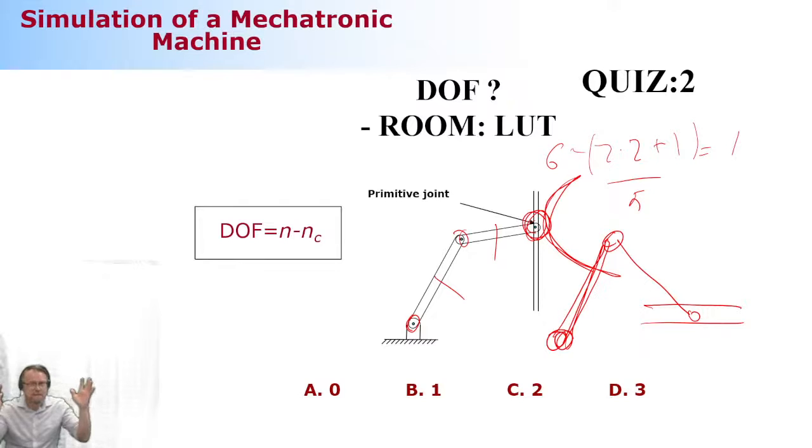Now, hear me. If my next in-class quiz is this very same mechanism, but the primitive joint in this direction, what will your answer be? Same, but what is the same? 1, 1, 1. Okay, clear. 1. Because I'm going to ask this momentarily. All right, 5 minutes. Please come back.